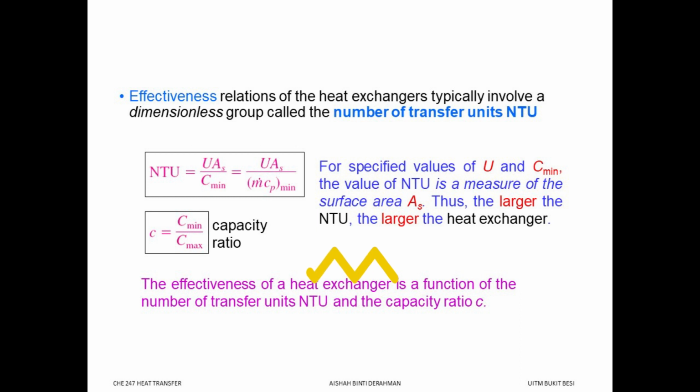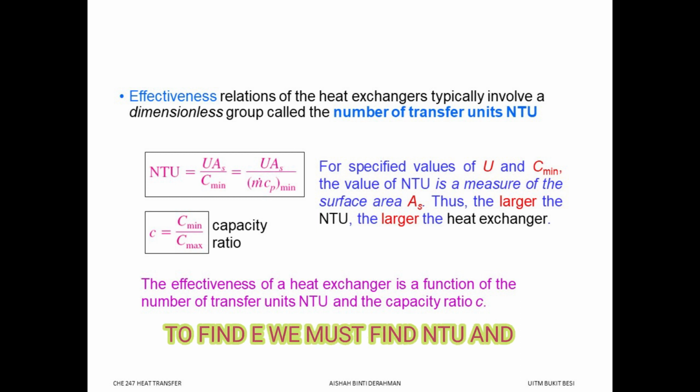C is the capacity ratio, which is the ratio of the C minimum over C max. The effectiveness of the heat exchanger is a function of NTU and the capacity ratio. In order to find the value for the effectiveness, we have to find the value for the NTU and C first, then proceed to calculate or find out the value of effectiveness.